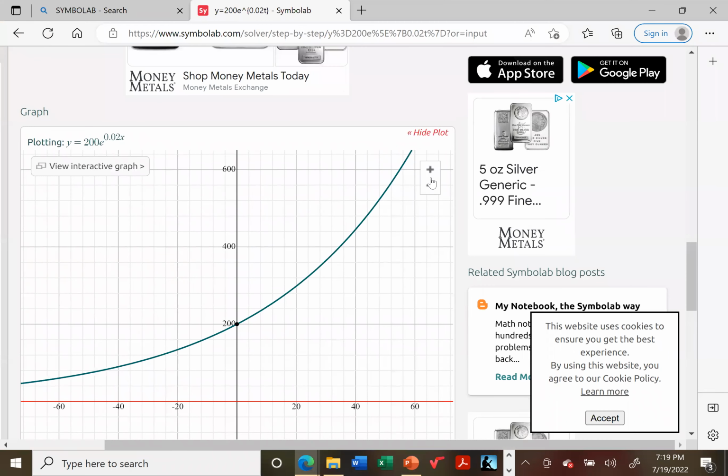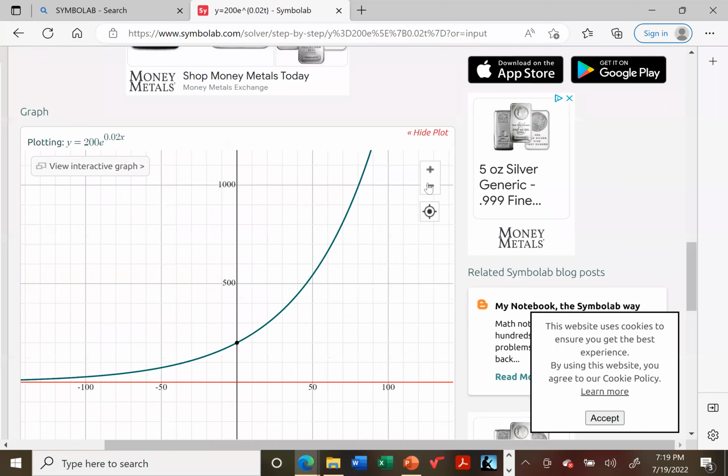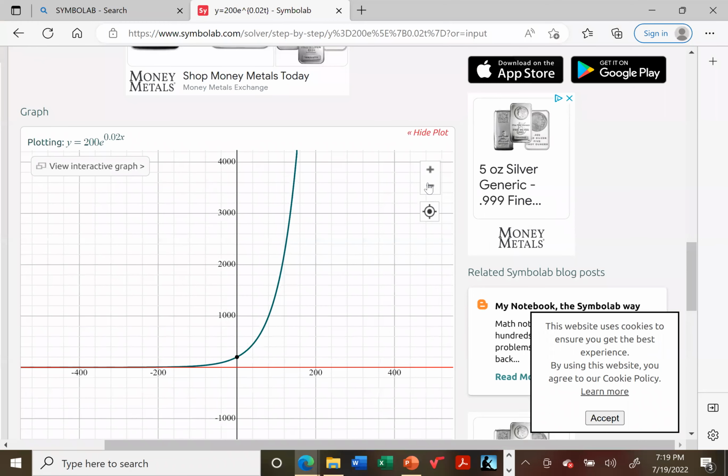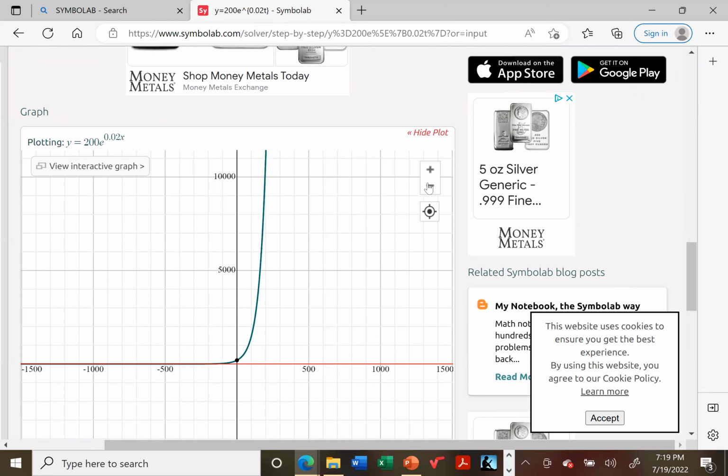I don't know if I can show that here. Let's see what we can do. Yeah, I think we can. Well, it's going to be hard to see. The 300 is in here somewhere, but it looks just about right. Those are very large numbers, of course.